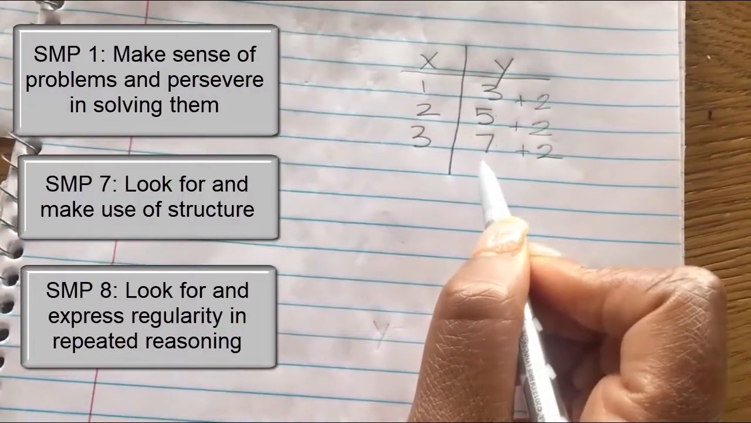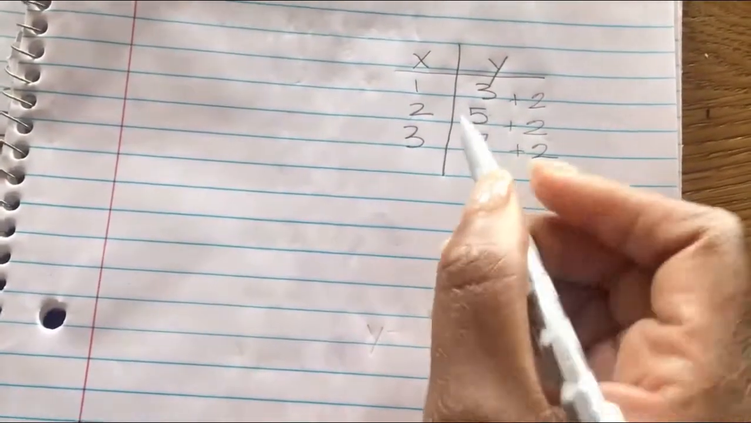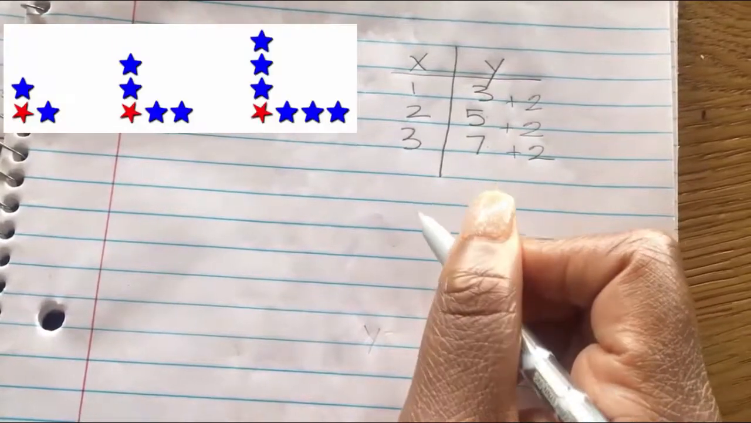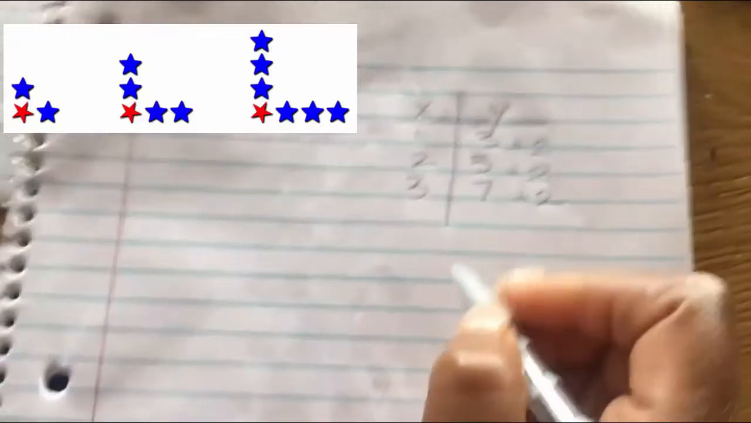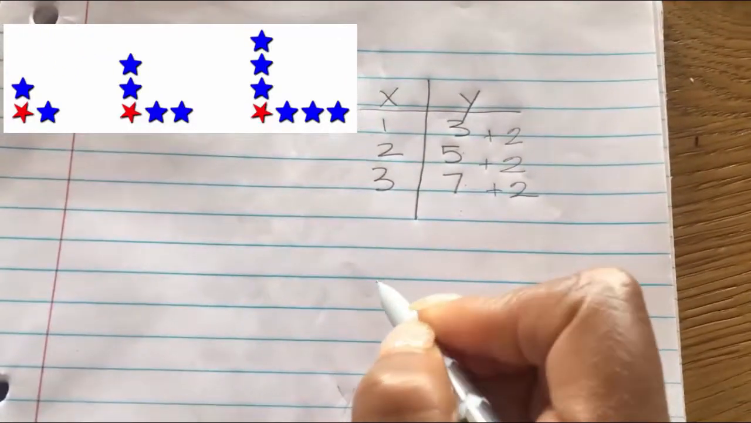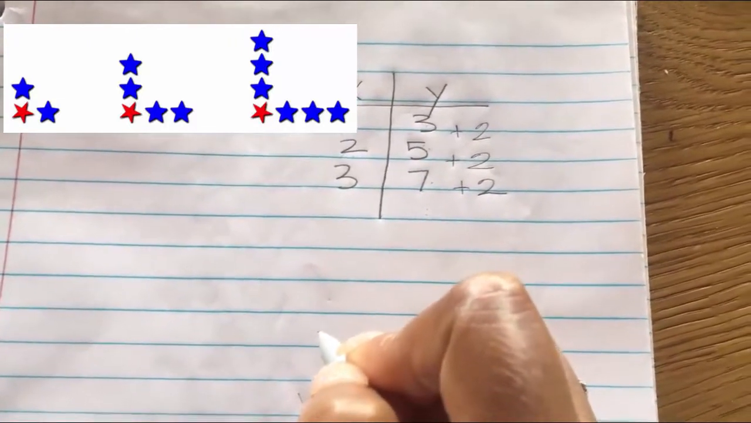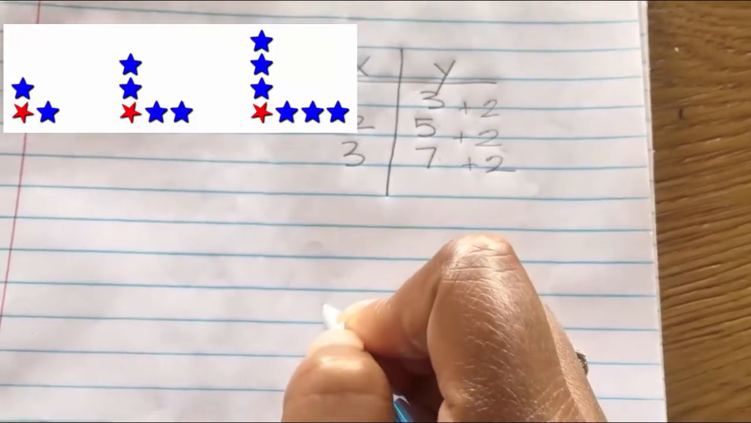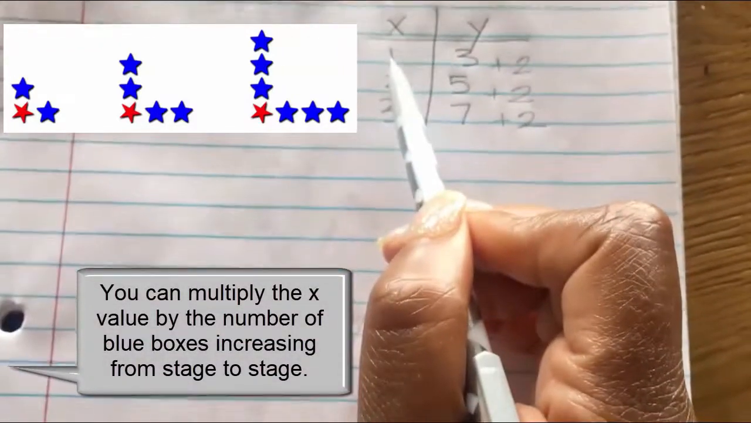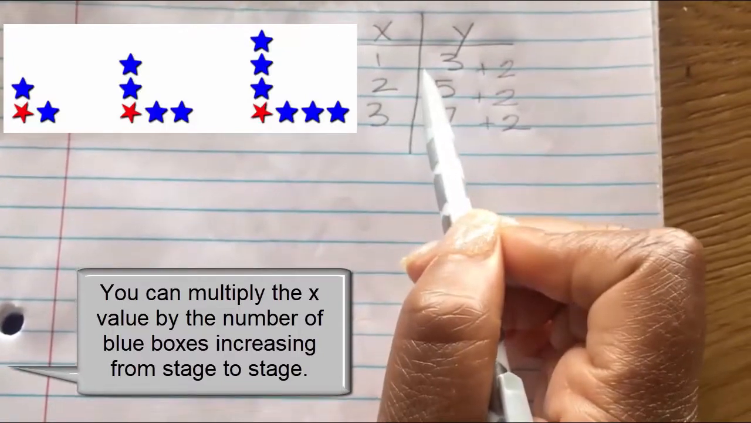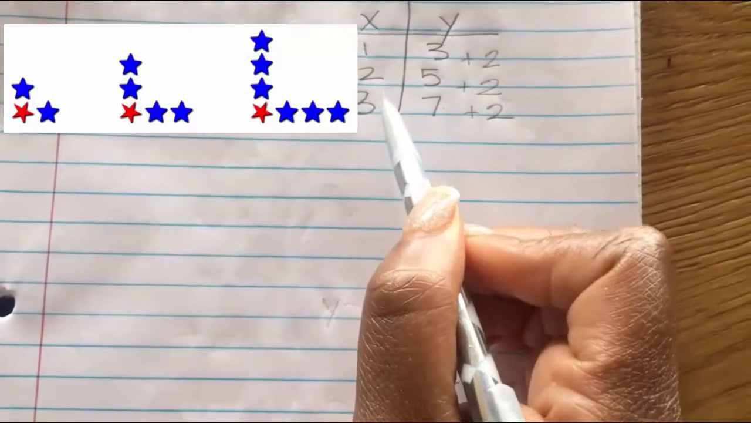That makes sense. Okay, so now let's think about what is happening to x to help us write our equation. What's the first thing that you did to the x values? I multiplied them by 2. Multiplying the x value by the number of blue blocks that's increasing from stage to stage. Nice.